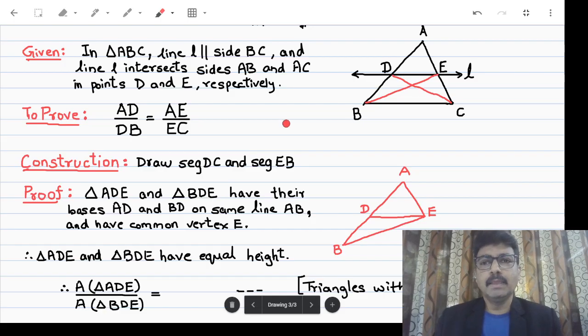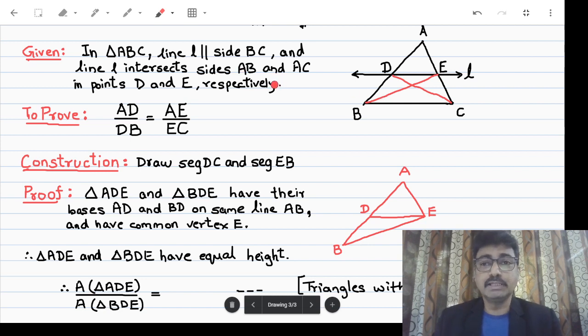Now to prove that, there will be two additional lines we need to draw. We will mention them in the construction part of the proof. So I write construction. What have I mentioned here? Draw segment DC and segment EB. Observe, students. This is segment DC from D to C and this is segment EB. So these two red lines are basically construction lines.